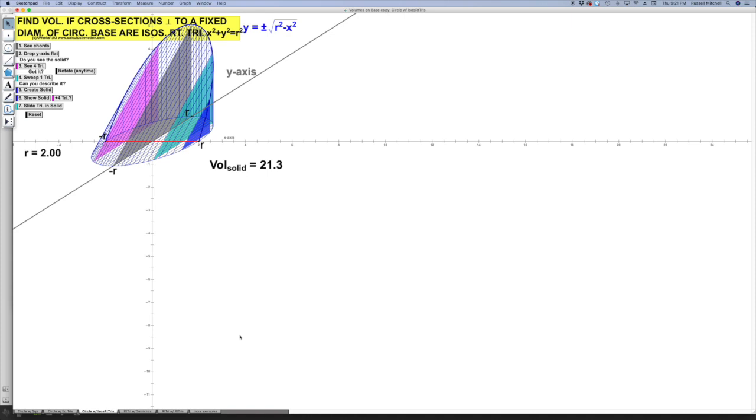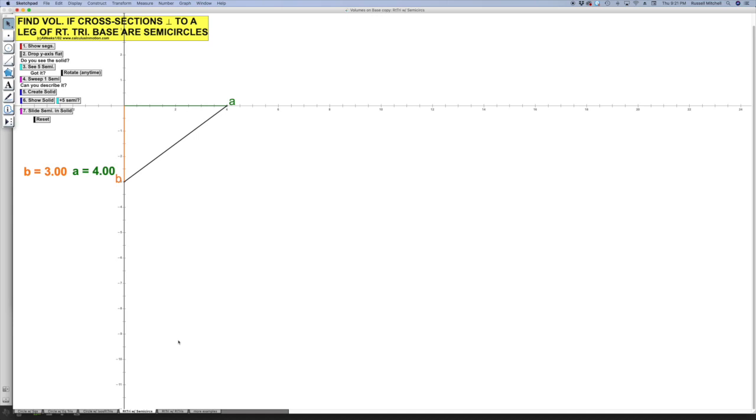Different boundaries on this next one. Here we have a right triangle, and we are going to do them so that the bases are semicircles. This time we're going to draw them horizontally. So I'm going to show my segments. There are my segments, drawn horizontally. For this one, because they're horizontal, we'd have to take the right side minus the left side to get these distances. I'm going to drop it flat like I've been doing.